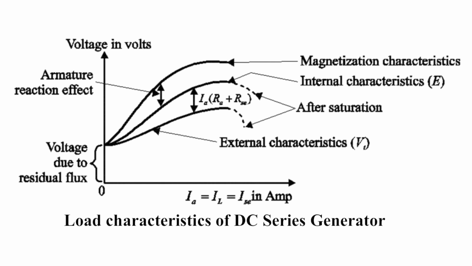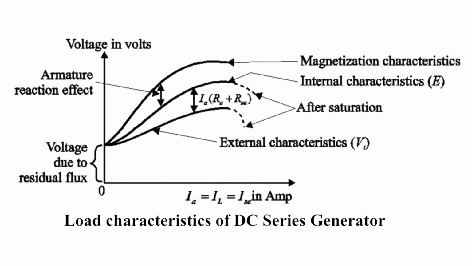In a self-excited series generator, open circuit characteristics cannot be obtained. In open circuit condition, Isc is equal to IL is equal to 0. Hence, induced EMF is also 0. Thus, open circuit characteristics are possible only by separately exciting the field winding.